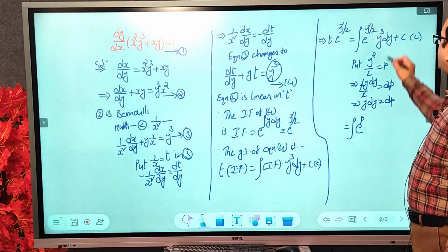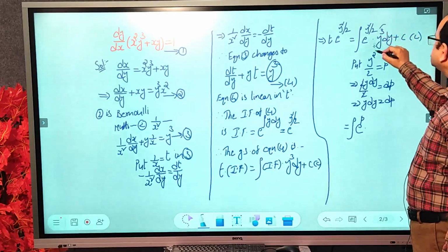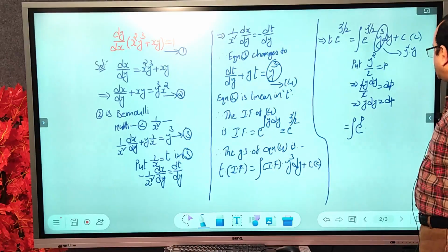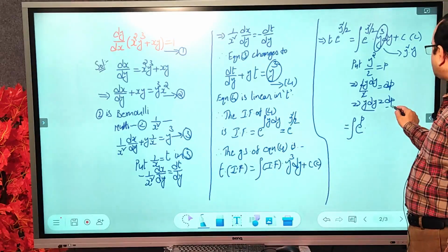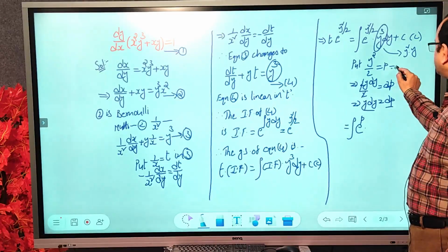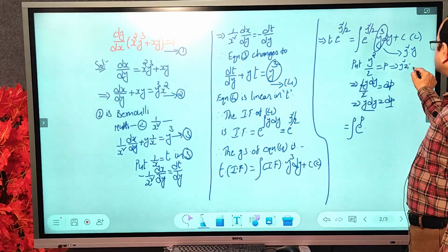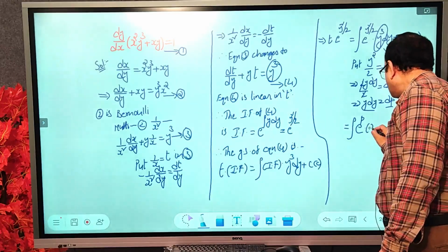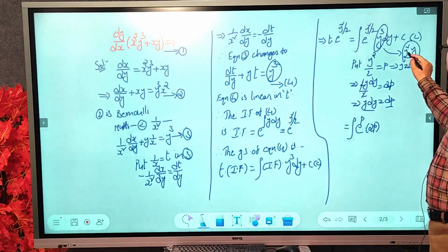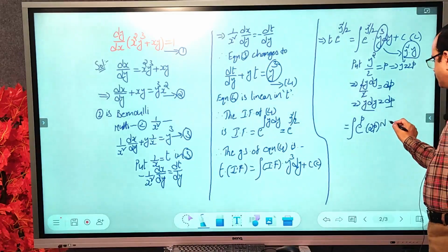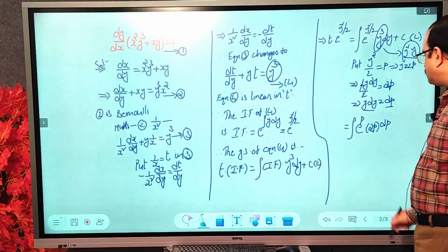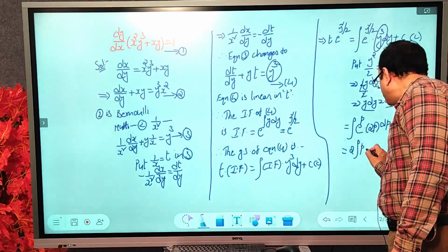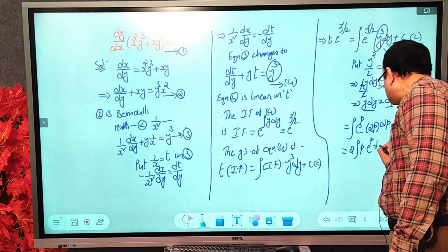So what else remains here? Y cube remains. This y cube can be written as y square into y. So y dy can be written as dp, and the remaining y square, from this, what is y square? Y square is equal to 2p. Because y square is 2p and y dy can be written as dp, this is equal to 2 into integral of p into e power p dp.